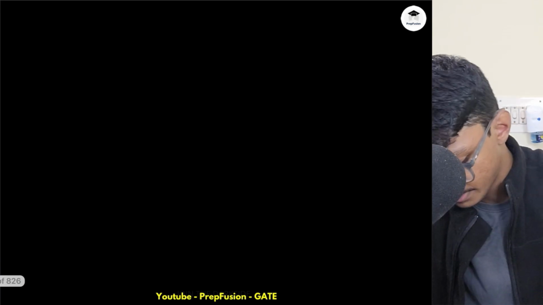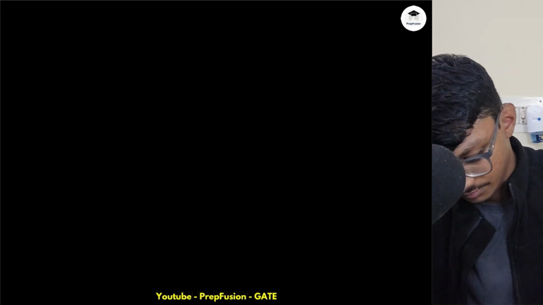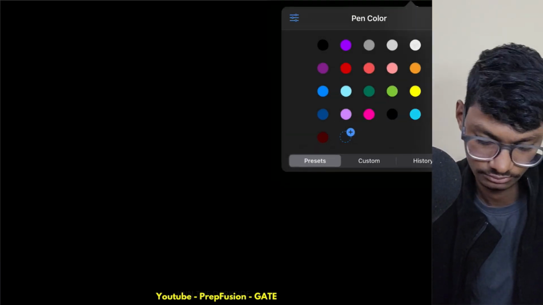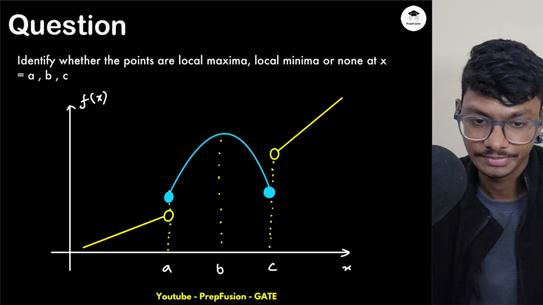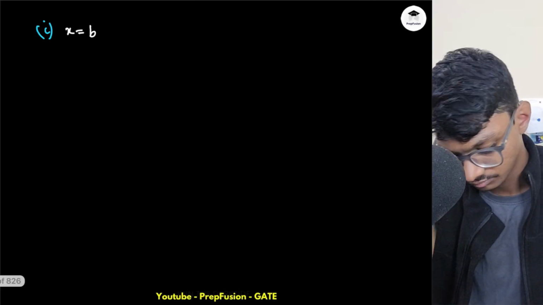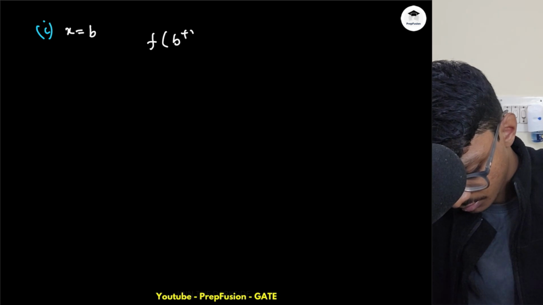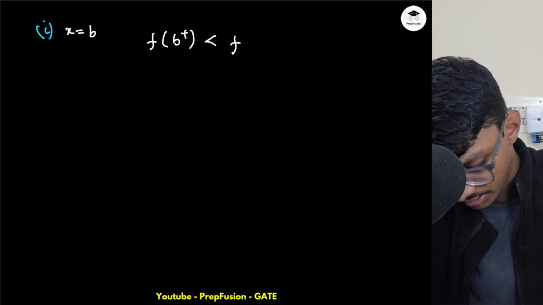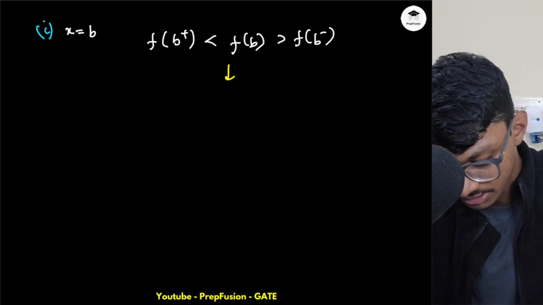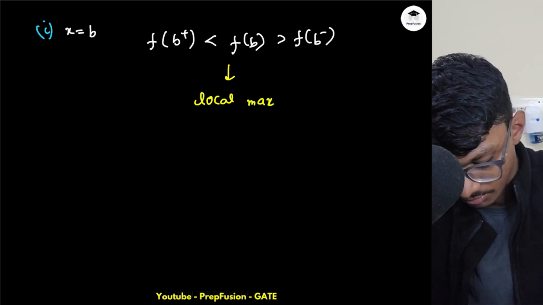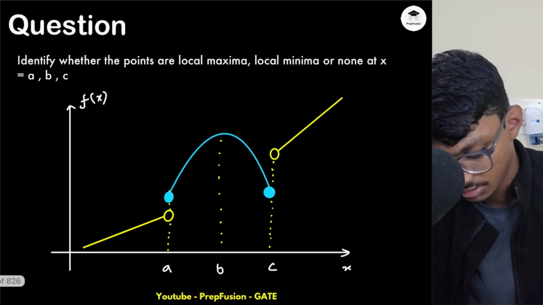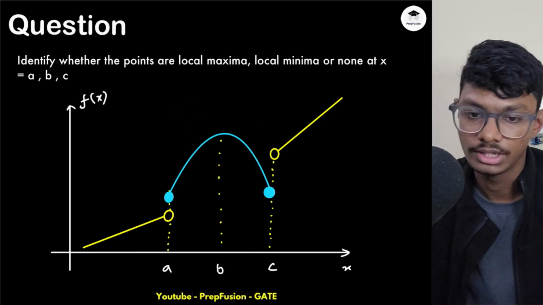So around point b, x equals b, what can I observe? I can observe that f of b plus is lower than f of b. Also f of b minus is lower than f of b. So obviously it will be a local maxima because it is higher than its neighborhood. Higher than its neighborhood, hence it will be a local maxima.